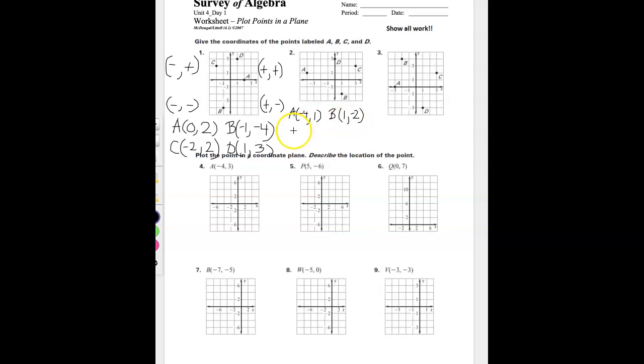And then we'll carry on. And also just check if we're in this quadrant, it should be a positive and a negative, and we do have a positive and a negative.